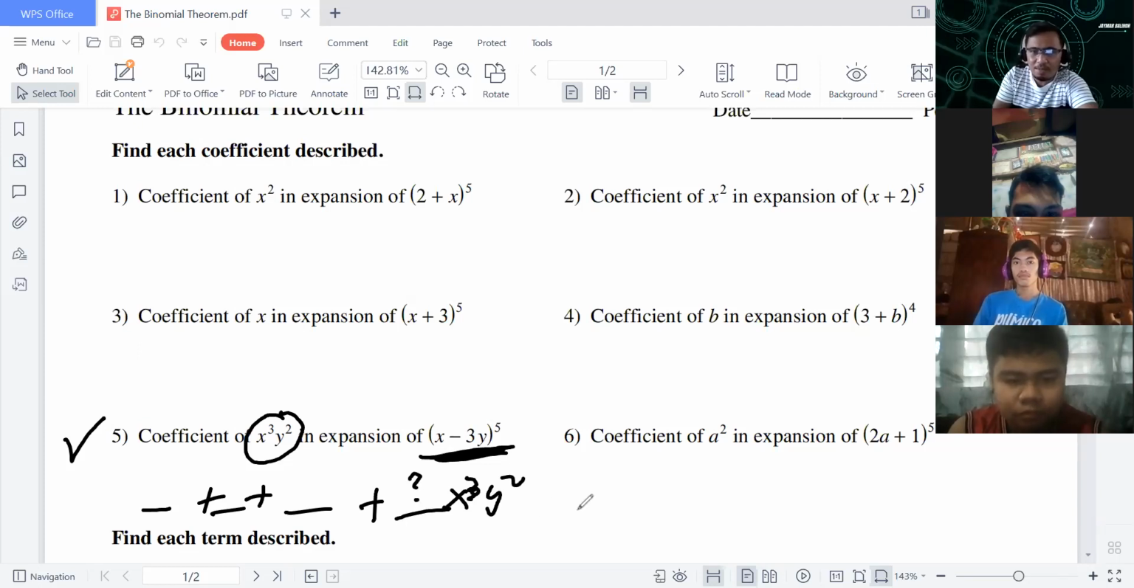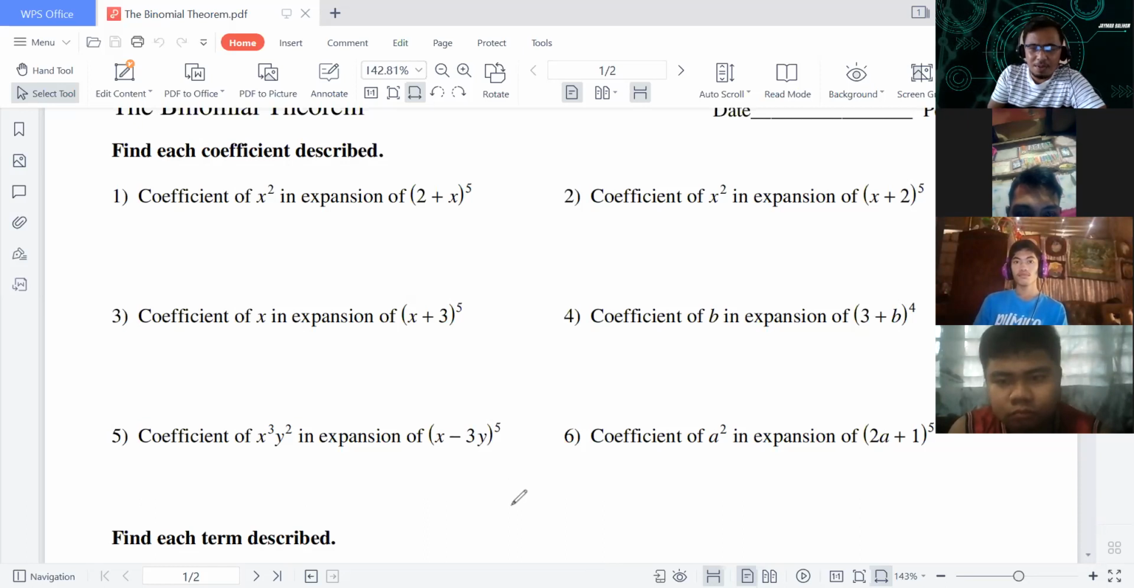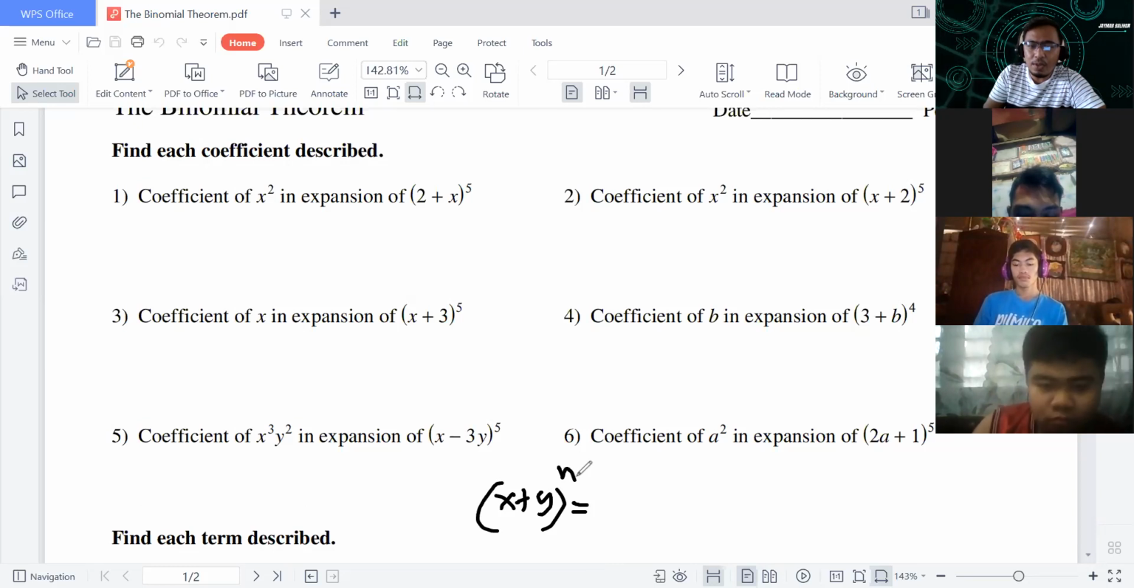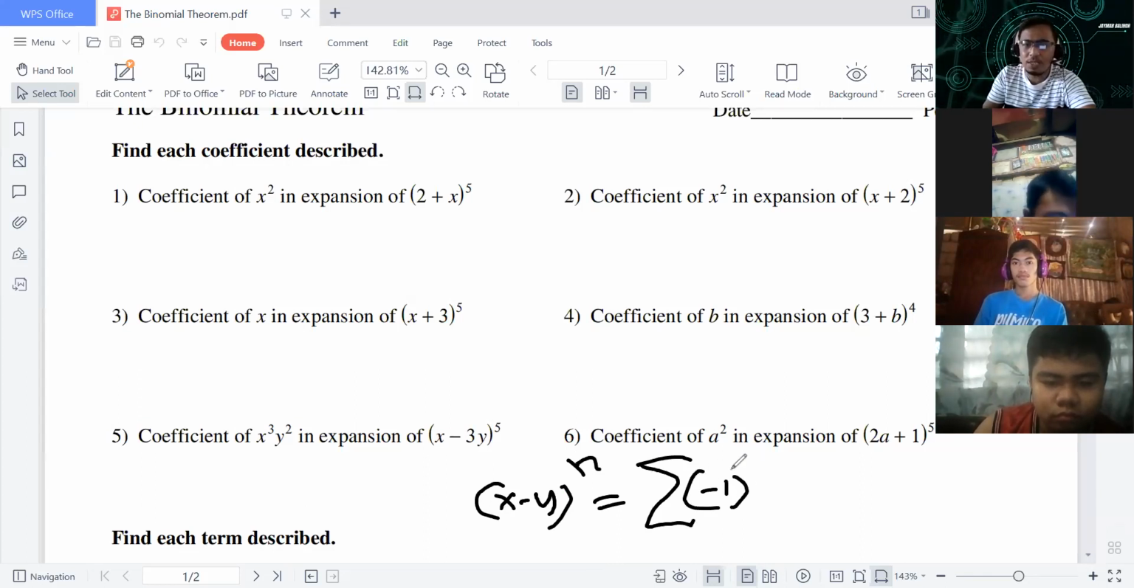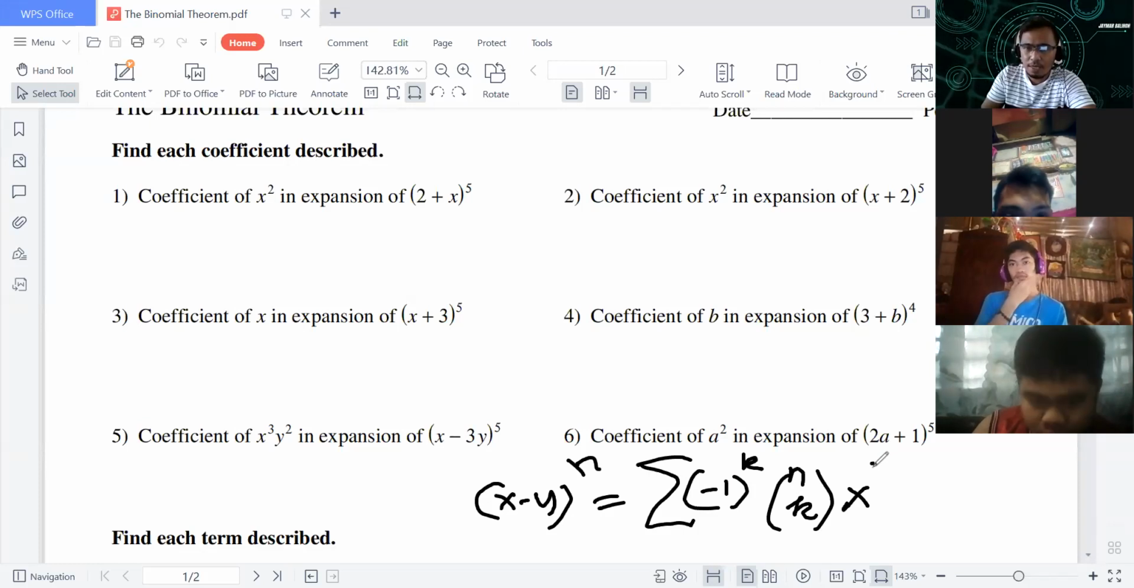Unsa day answer dira? So unsa himo na to? Gamitan na to binomial theorem. Unsa ti mailhan sa binomial theorem? As we can see in the binomial theorem, x plus y raised to n. Minus man din no? Minus y. x minus y raised to the power of n is just equal to the summation of negative 1 raised to k, n taken k, x raised to the power of n minus k.